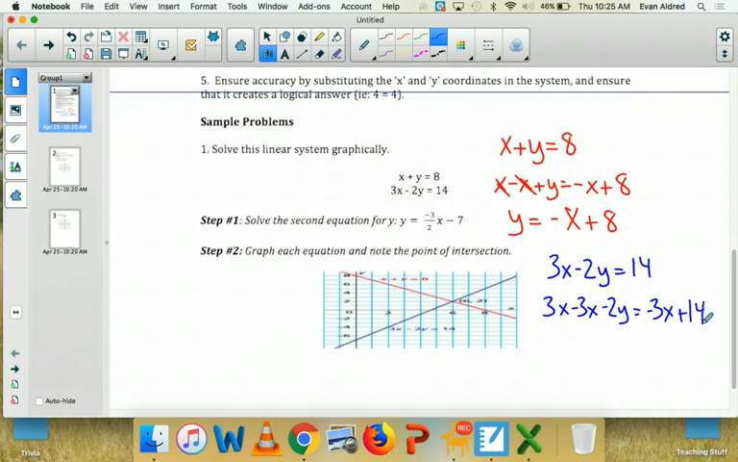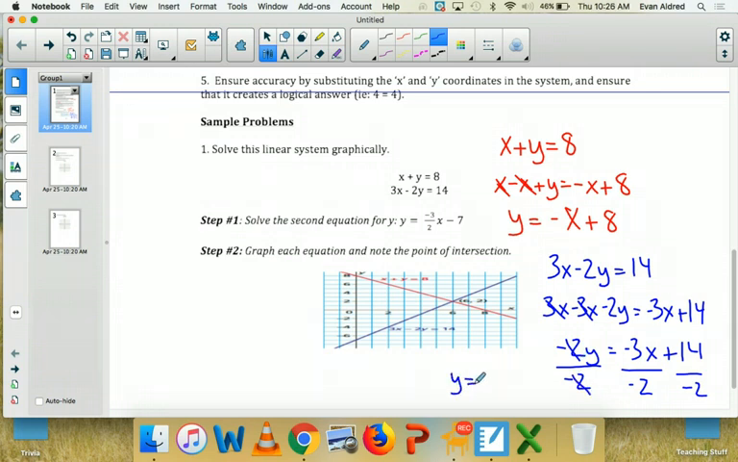And divide out the negative 2, because we want y, of course, on its own. And what that will leave us, we'll have to go over here for this, it's going to leave us with y equals 3 over 2x minus 7. So that means up 3 to the right 2 for our slope, and negative 7 for our y-intercept.